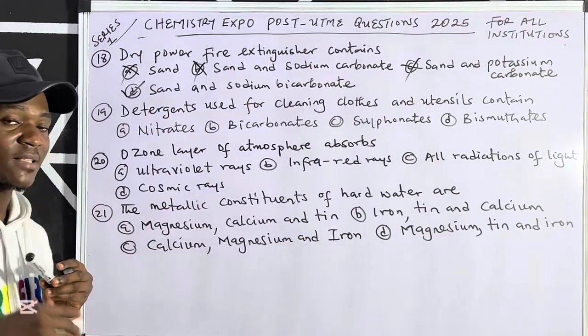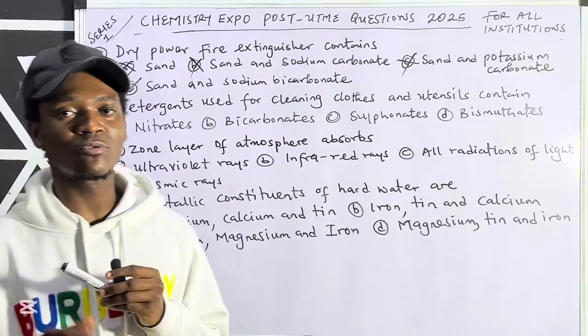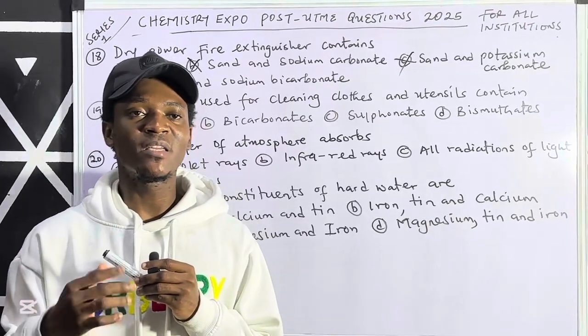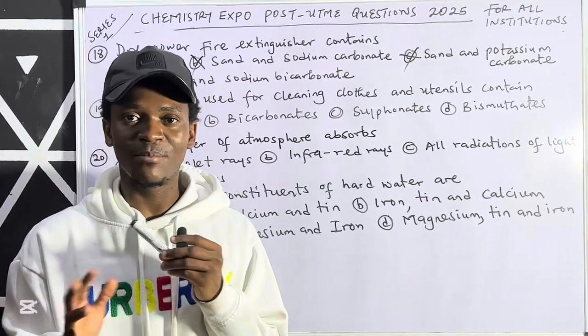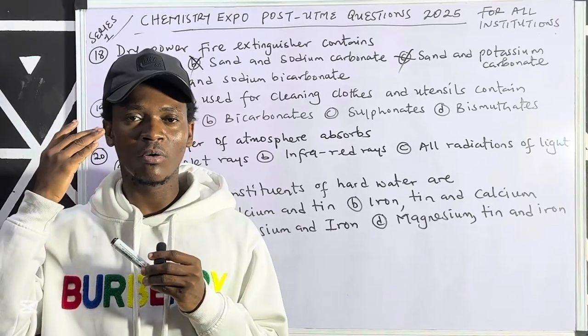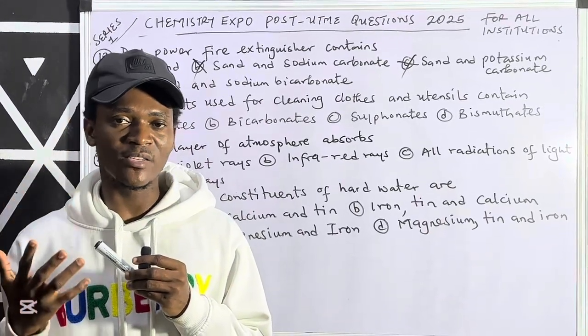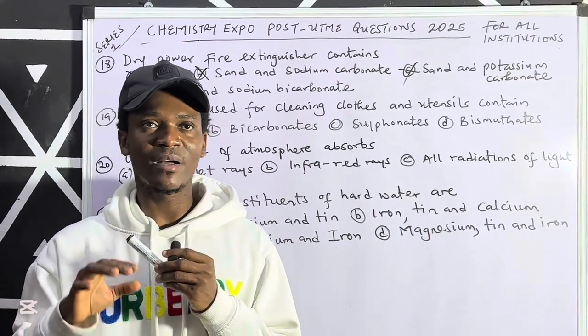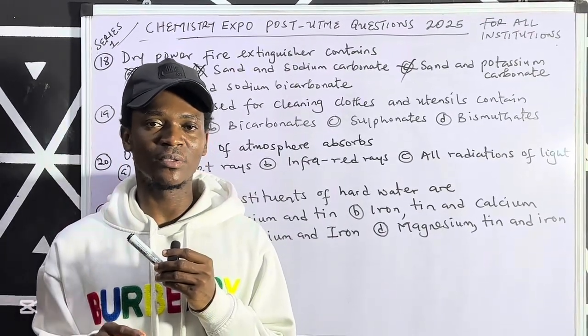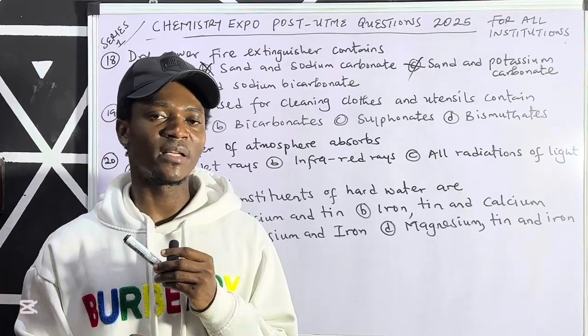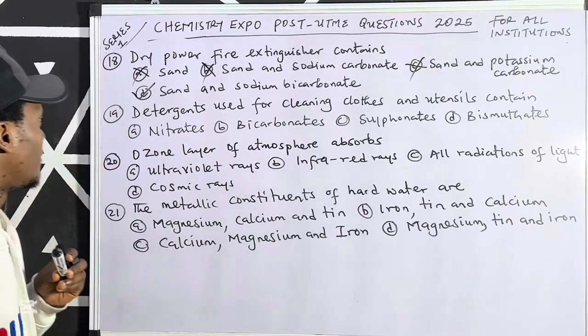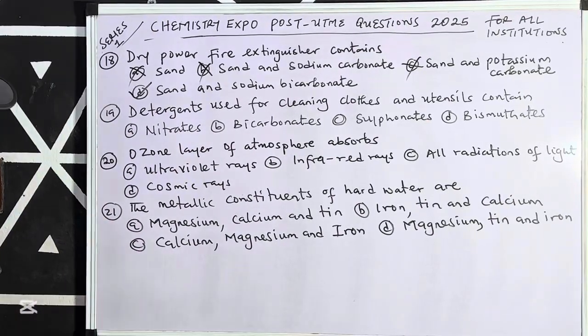All right. So that's how you attempt questions. The basic truth is that you might be given a question that you have not seen before, but with your understanding of the question and the application of the knowledge you already have about the particular thing they are referring to, you should be able to get your answer correctly. Then let's see question 19.